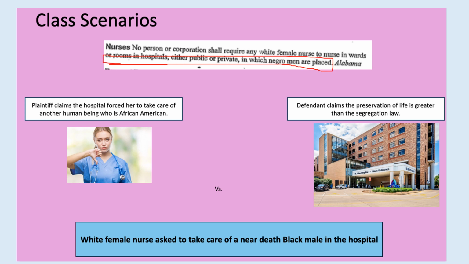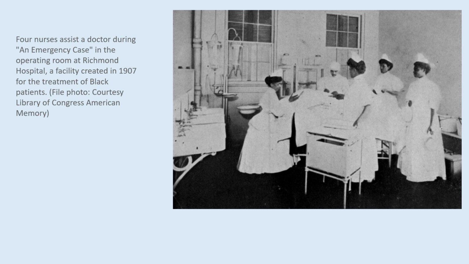So this is a dilemma, because if educational opportunities are limited and you do not have Black nurses, and the law says that white nurses don't have to take care of Negro men, how are these men going to get any sort of medical assistance? Which is why you're going to see the establishment of Black hospitals, as you see in this particular image here. Nurses are assisting a doctor during an emergency case. The year is 1907.